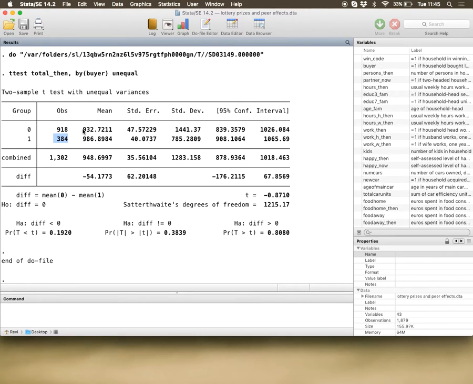So let's look at their expenditure. This was the expenditure of the people who didn't buy lottery. This was the expenditure of people that did buy lottery. This was the standard deviation, or the standard error that you measured, or actually standard deviation right here. And this is the confidence interval that you have. But really what we're interested in is this difference between these means. And we want to know the test statistic associated with that difference.